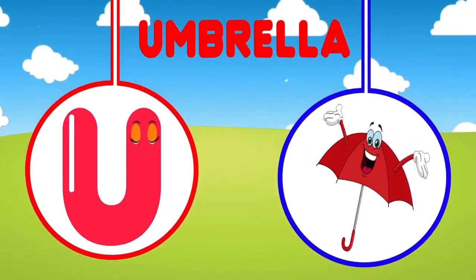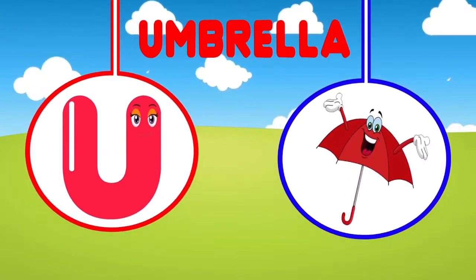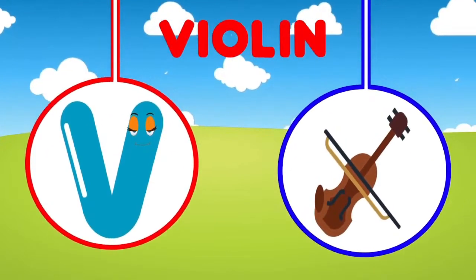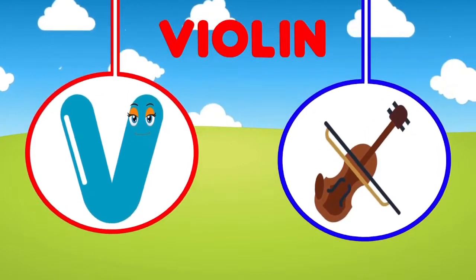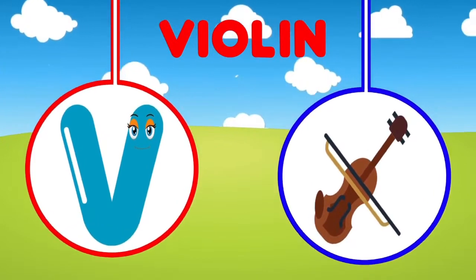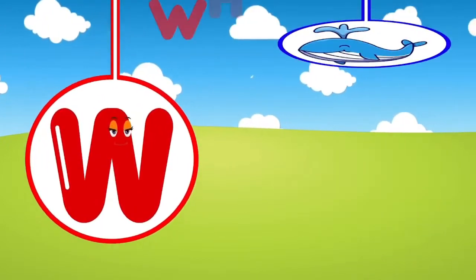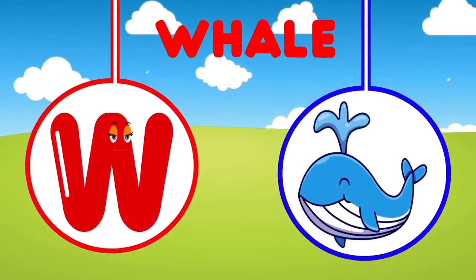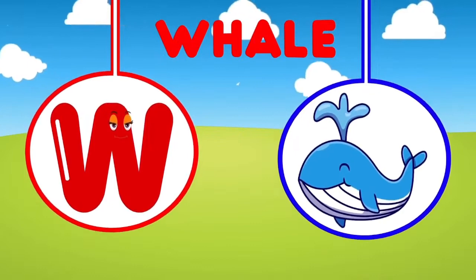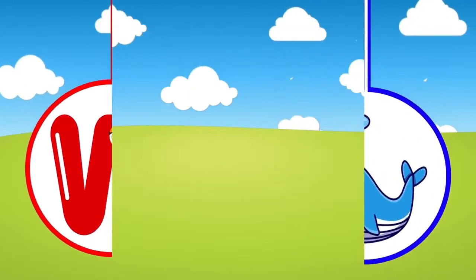U, umbrella. V is for violin. V, V, violin. V, violin. W is for wheel. W, wheel.